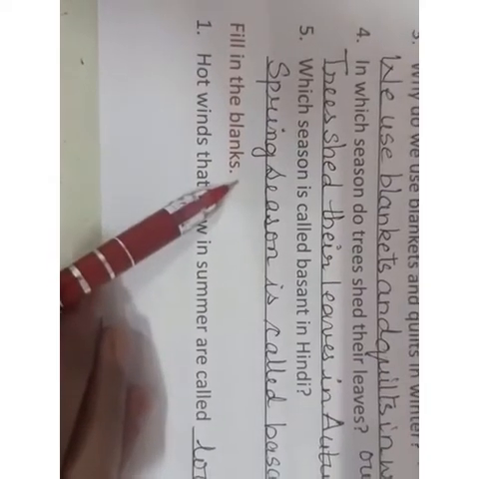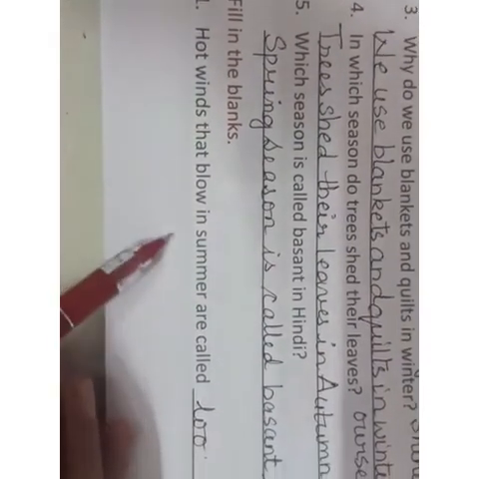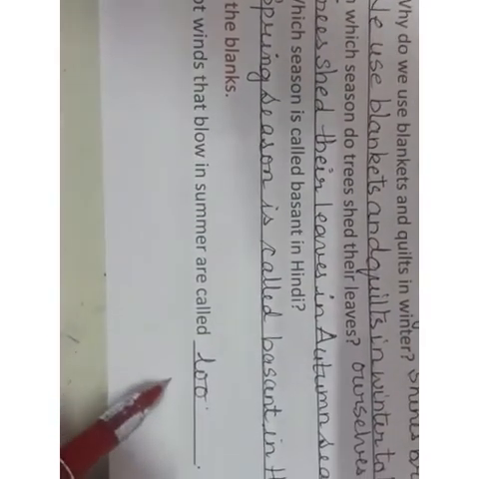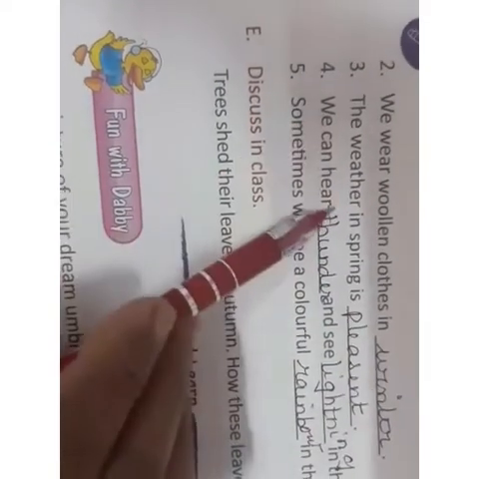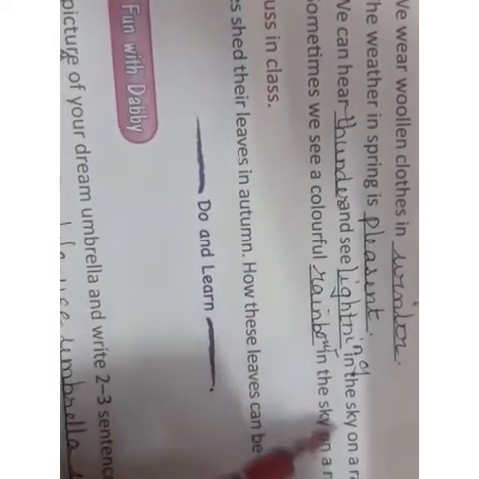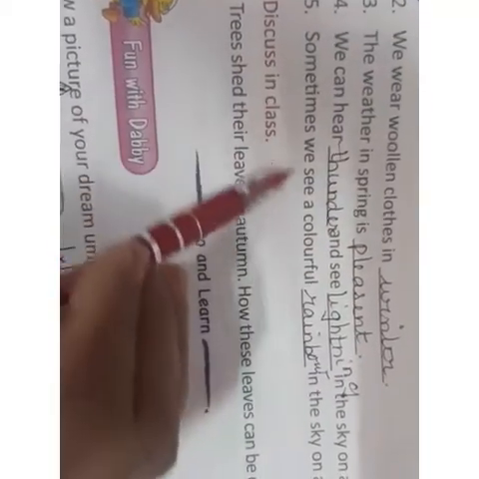Now this is your question number D. Again there are a few fill in the blanks. Hot winds that blow in the summer are called Loo. Page number 89. We wear woolen clothes in winter. The weather in the spring is pleasant. We can hear thunder and see lightning in the sky on a rainy day. Sometimes we see a colorful rainbow in the sky on a rainy day.